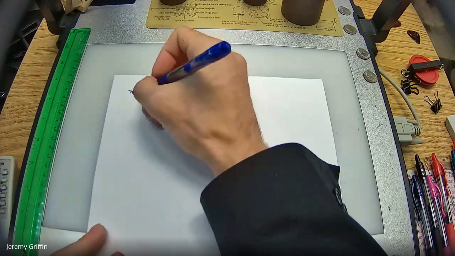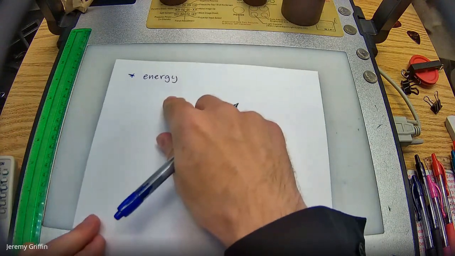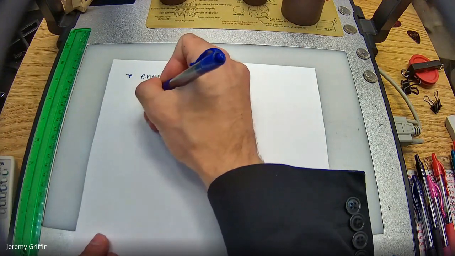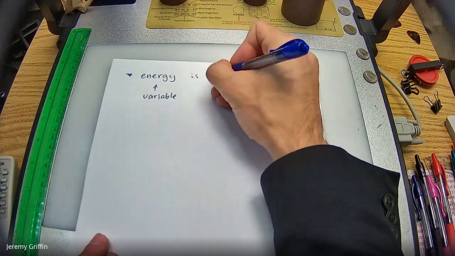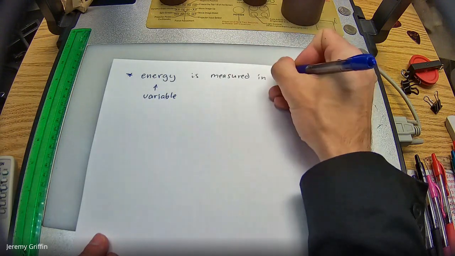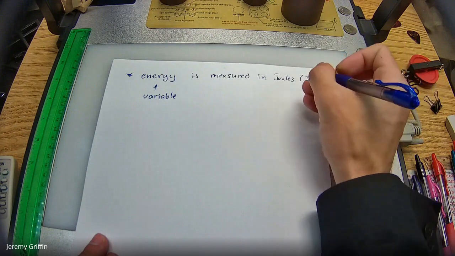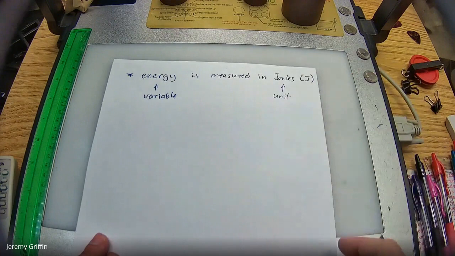All right, so energy. This is a new variable in this class. We haven't talked about energy yet. Okay. So energy, a variable, is measured in joules, which is capital J, okay? And joules is the unit. It's the SI unit, the metric unit.